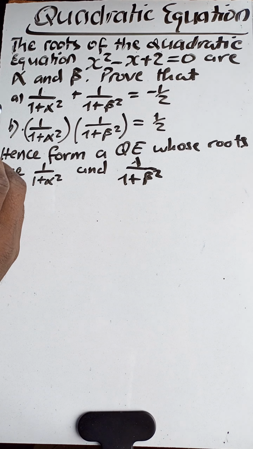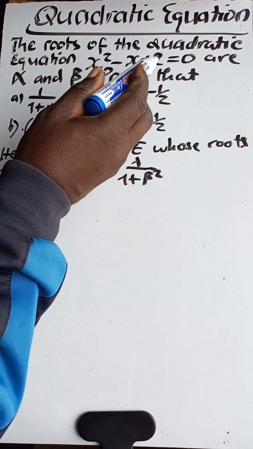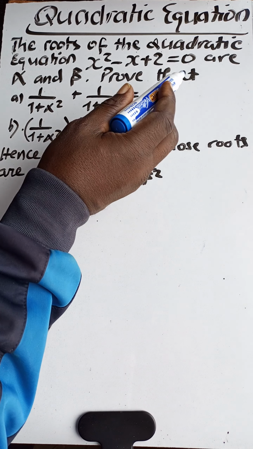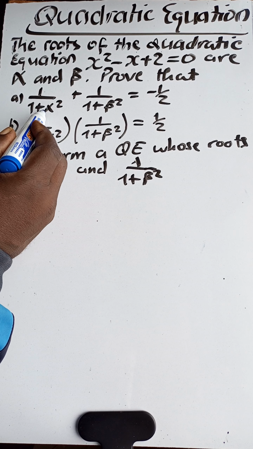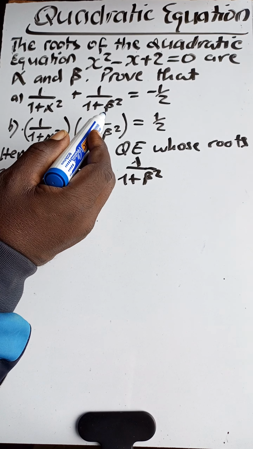Here we have a question on the quadratic equation. The roots of the quadratic equation x squared minus x plus 2 equals 0 are alpha and beta. Now we are asked to prove that 1 all over 1 plus alpha squared plus 1 all over 1 plus beta squared is equal to negative half.